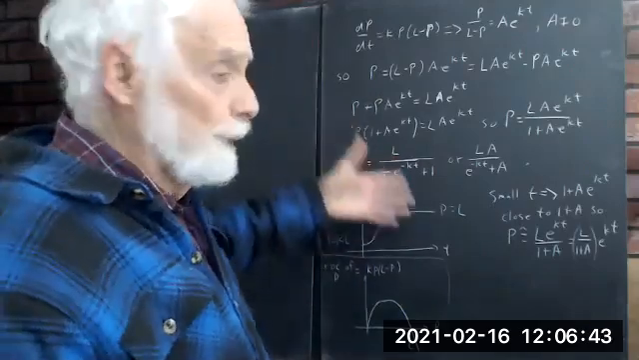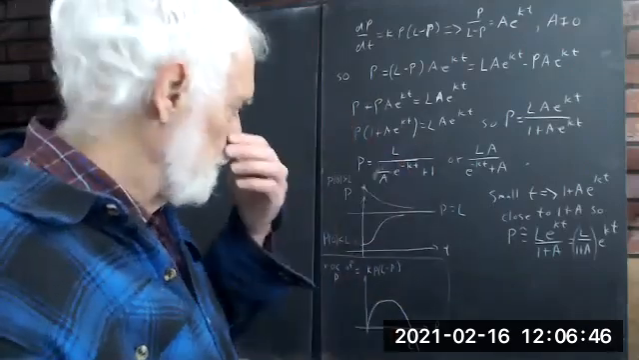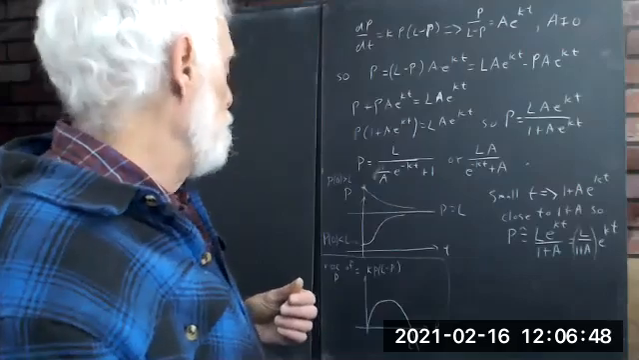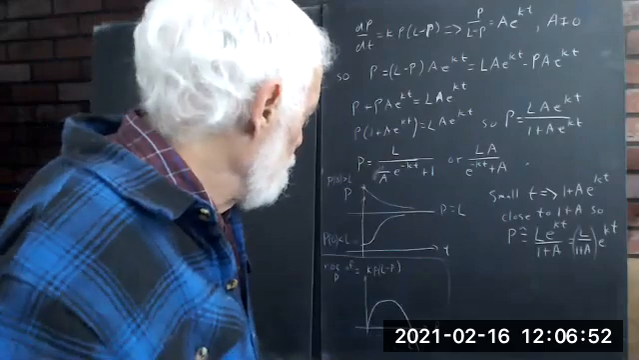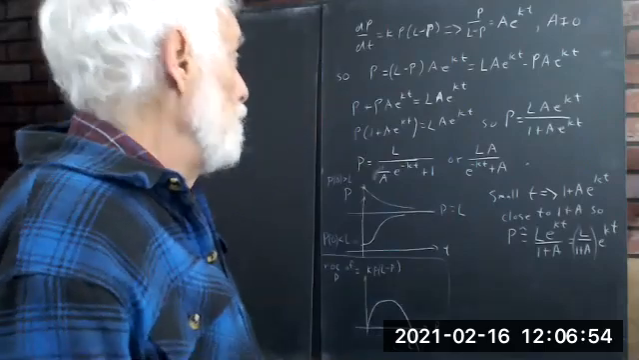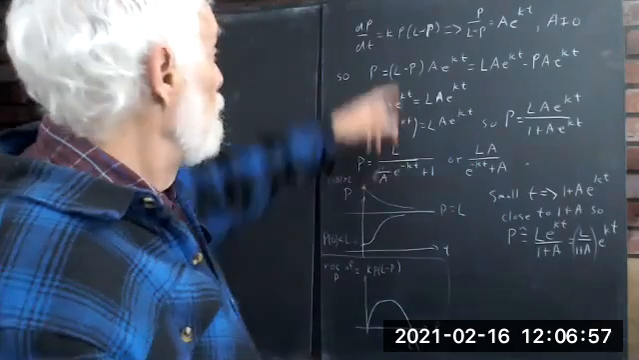The algebra is as it is. It's not all that bad, but you got to get used to it. And I think you've pretty much done everything except maybe some of the algebra that goes in with this. If you know your initial population and so forth, you can evaluate K.